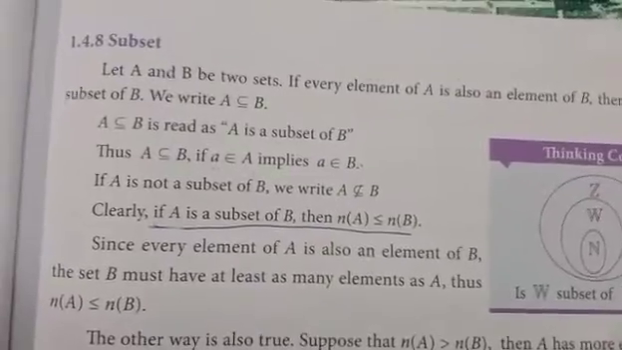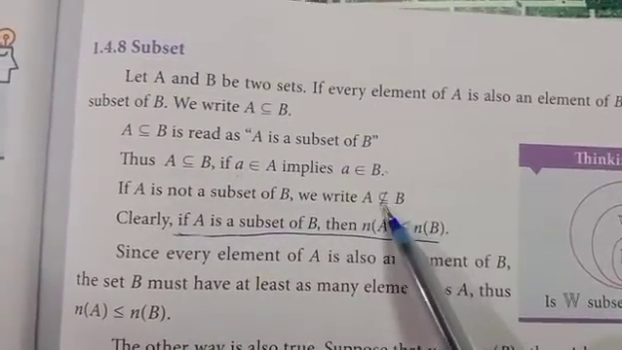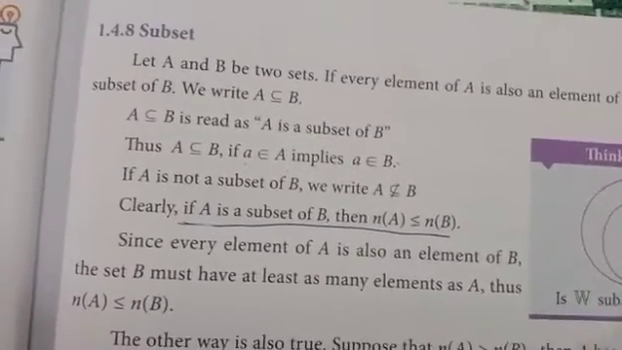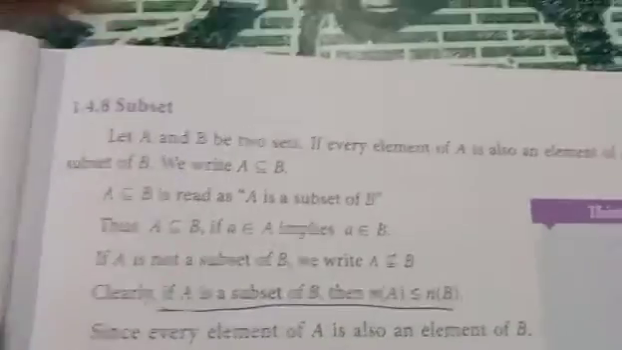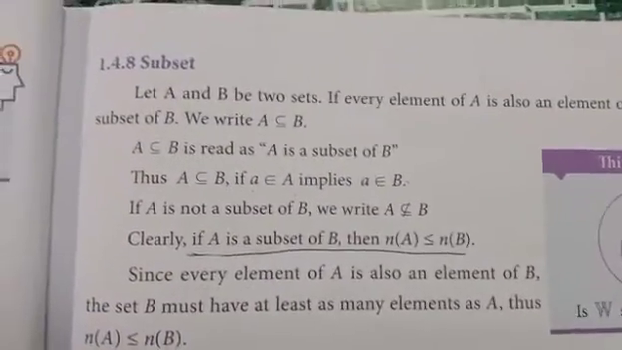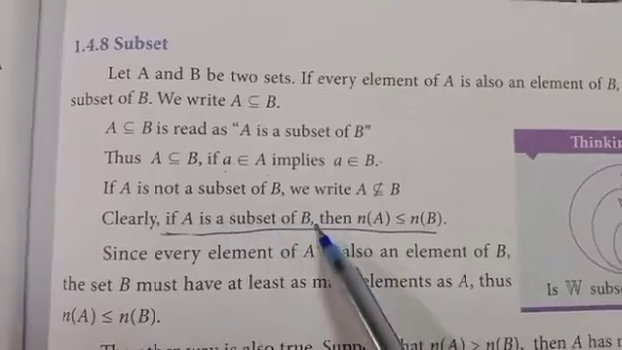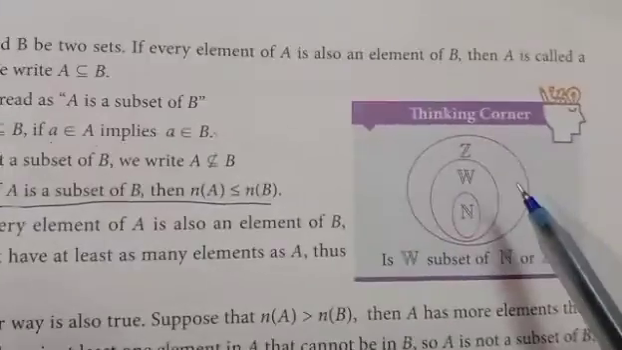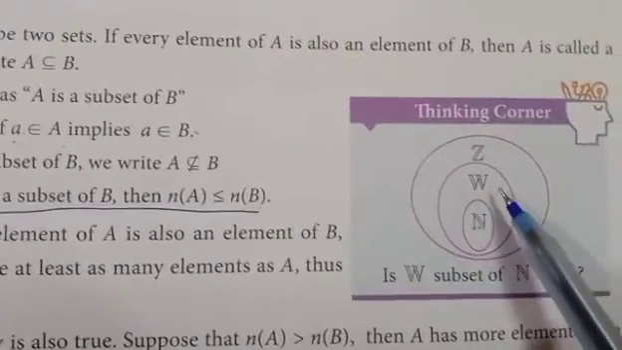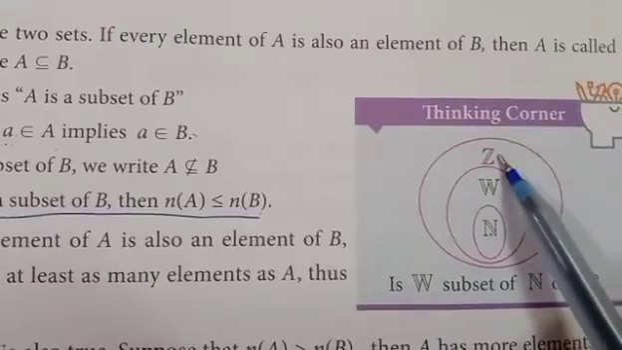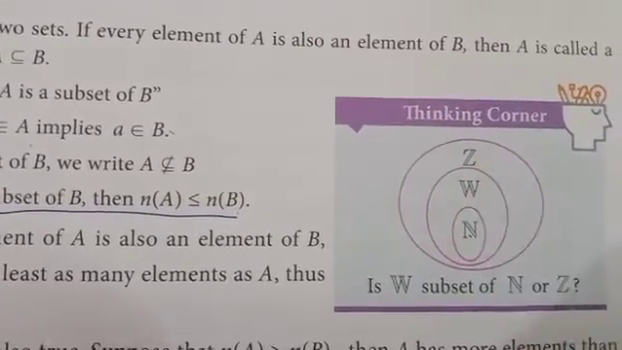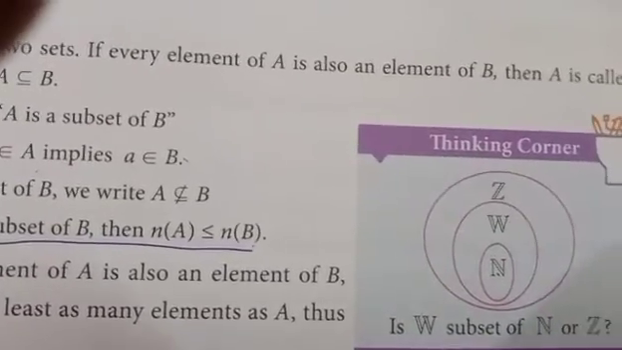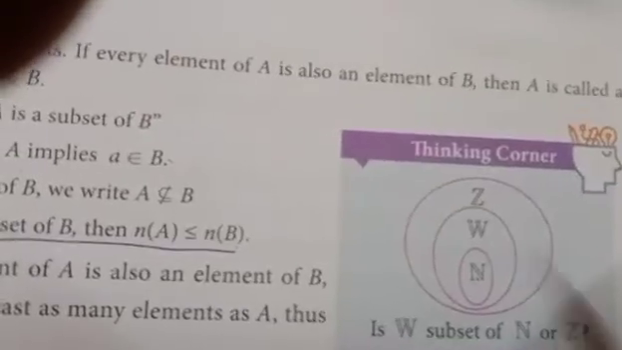If A is not a subset of B, we write it with the not-a-subset symbol. If A is a subset of B, then n of A is less than or equal to n of B. Observe this picture. Natural numbers are a subset of whole numbers, which are a subset of integers. So subset means the natural number elements belong to whole numbers, and the whole number elements belong to integers.